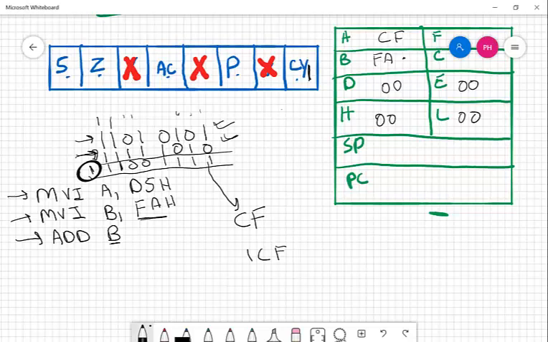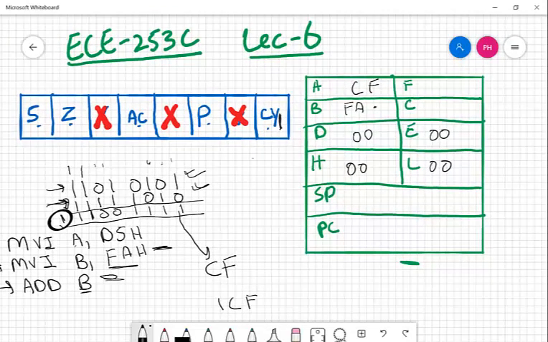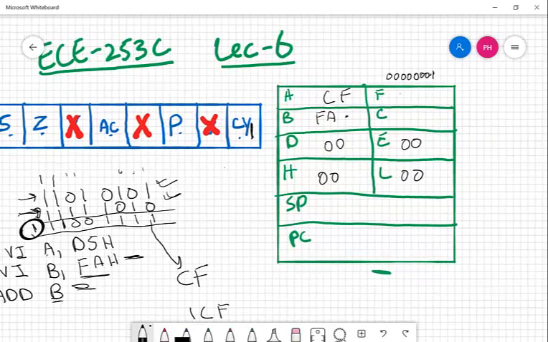But when I execute the first instruction, the D5 value will be copied into the accumulator. That is, I will get D5 here. After the execution of the second instruction, register B will get FA, and after the execution of the third instruction, we will have CF in the accumulator, and also the carry bit of the flag register will get 1. That means the flag register will have, if I write in binary, 0 0 0 0 0 0 0 1, or in hex, that is equivalent to 01.